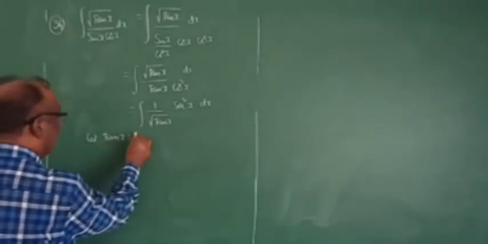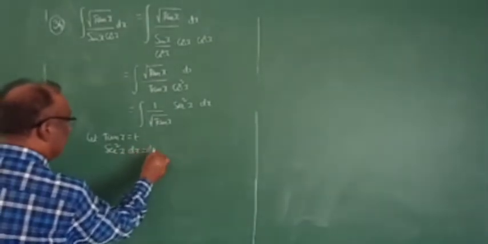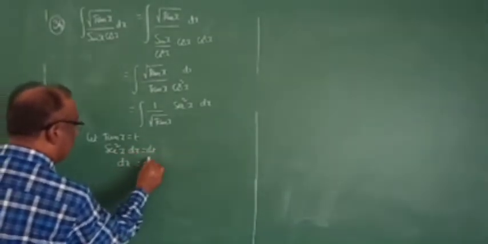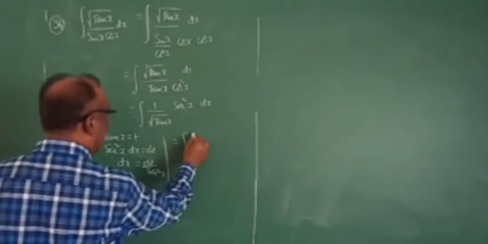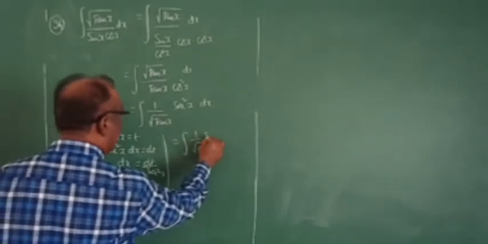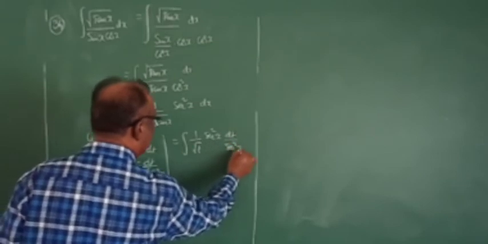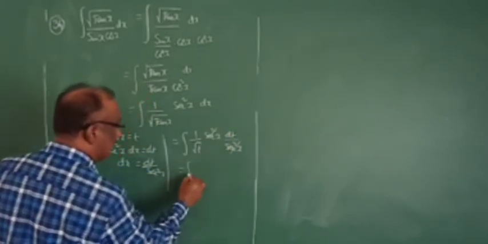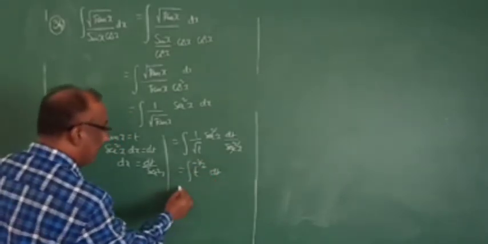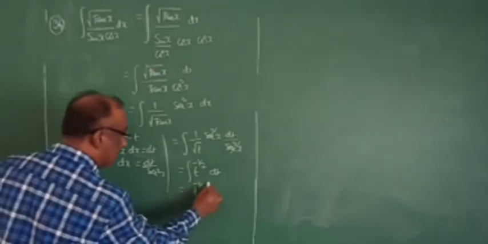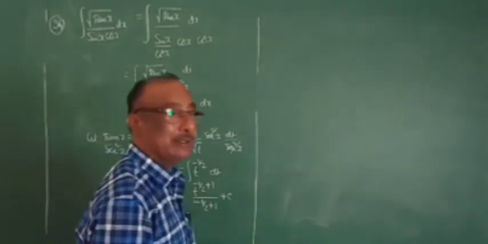So immediately secant square x into dx is equal to dt. Its derivative: dx is equal to dt by secant square x. Substitute: integral of 1 by root t, secant square x, dx is dt by secant square x. Both are cancelled. This is t power of minus half into dt. Now we can apply t power of minus half plus 1 by minus half plus 1, plus c. It should be complete.